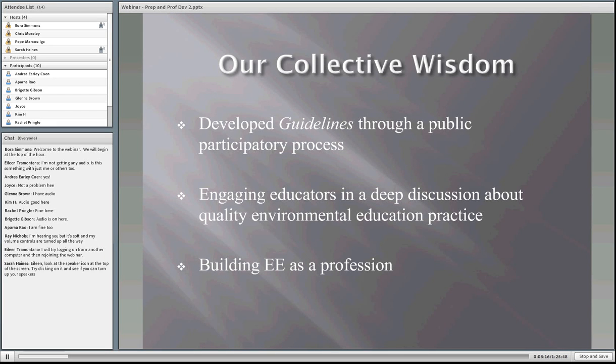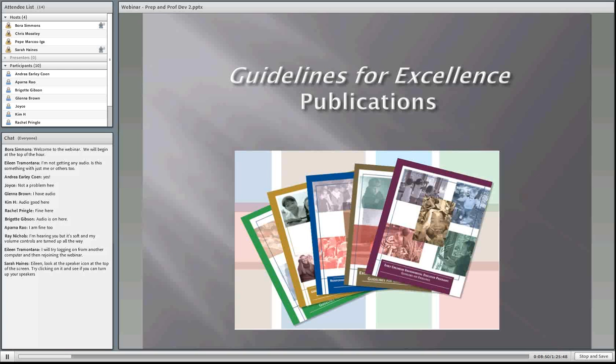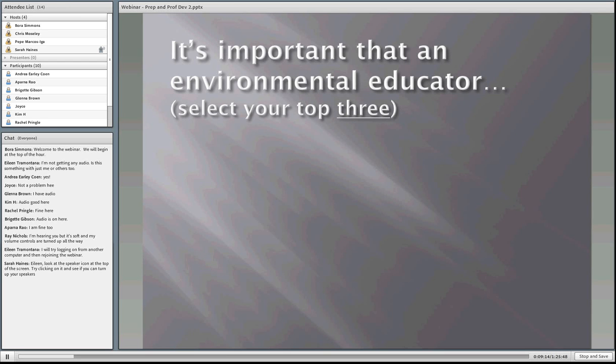We are also really, through the project, trying to engage educators in a deep discussion of what quality environmental education practice might be like, so that as we develop the guidelines and as we disseminate them and then get into the process of actually using them, we're trying to engage people in those kinds of conversations of what does it mean to be an environmental educator. And through that, we're really trying to build environmental education as a profession. There are 5 sets of guidelines. As I mentioned before, we've already had 3 webinars where we focused on the material guidelines, the learner guidelines, and just the general overview of the project. And today we're going to be focusing on the guidelines for environmental educators.